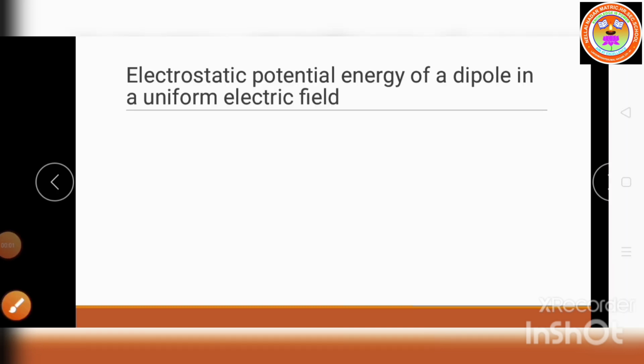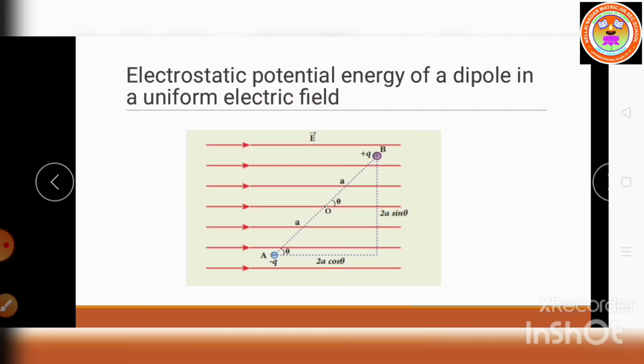Next, 3-mark question: electrostatic potential energy of a dipole in a uniform electric field. Here we are going to calculate the electrostatic potential energy of a dipole in a uniform electric field. Let us consider the diagram. Here the electric lines are moving from positive charge to the negative charge. It is the uniform electric field, so here the lines are equally spaced.